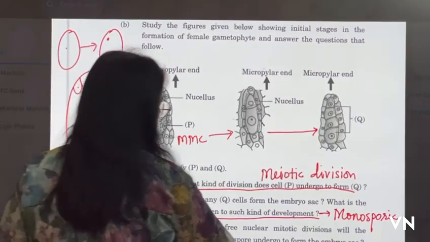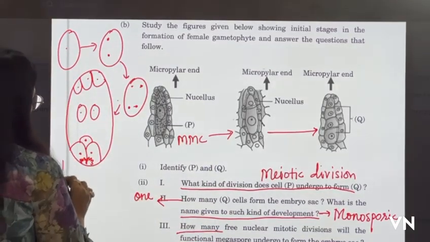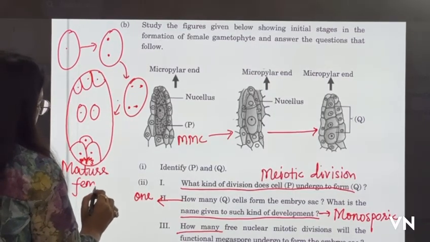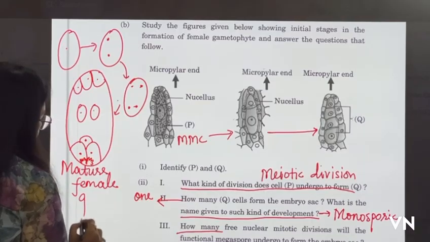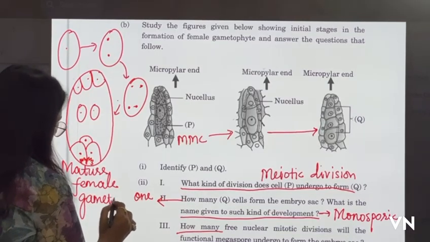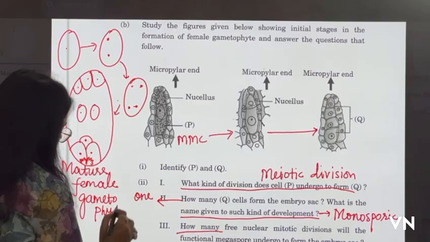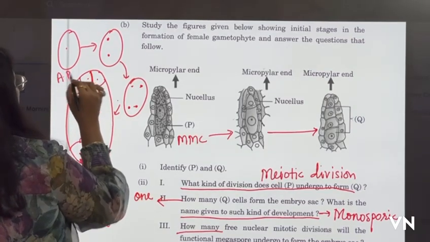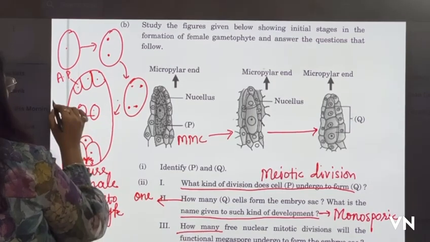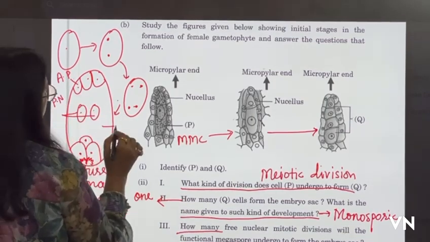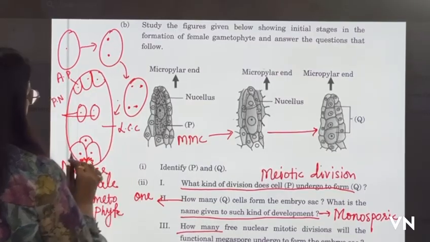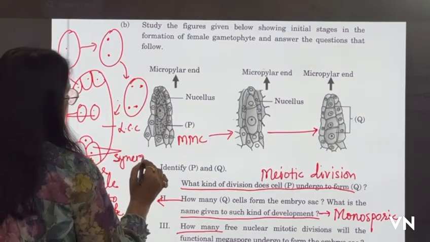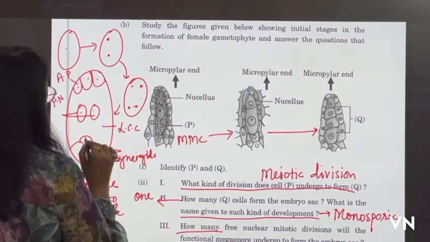Describe the structure of a mature female gametophyte. So this is the mature female gametophyte, having 3 antipodals, 2 polar nuclei, a large central cell, 2 synergids, and 1 egg cell.